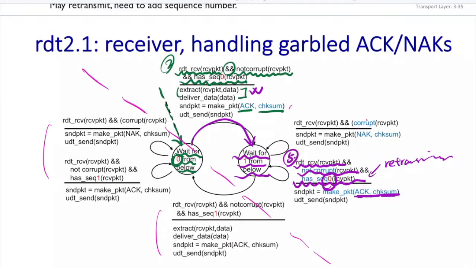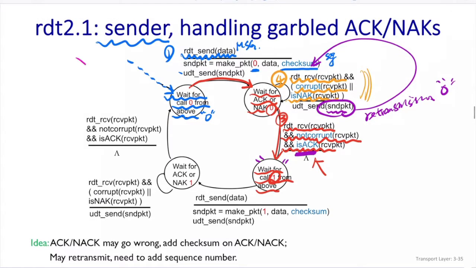Okay, let's take a look at the last one. If you as a receiver receive a packet and it is corrupt, then again you need to send the NACK back. So you stay at the state and wait for 1, for example, right here. The sender is the same. It is symmetric. You are either waiting for 1 or waiting for packet 0.